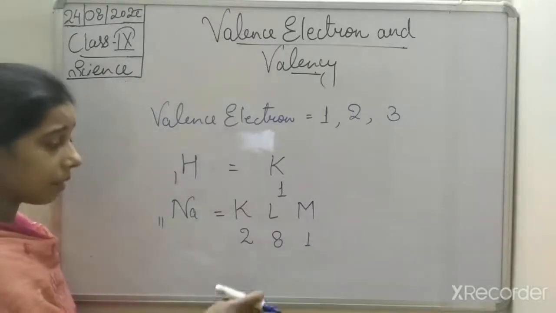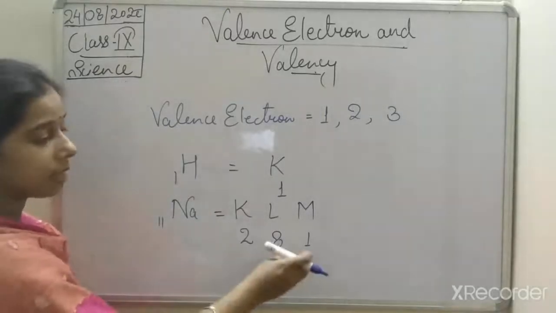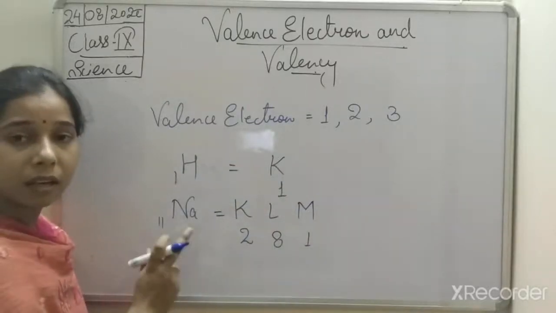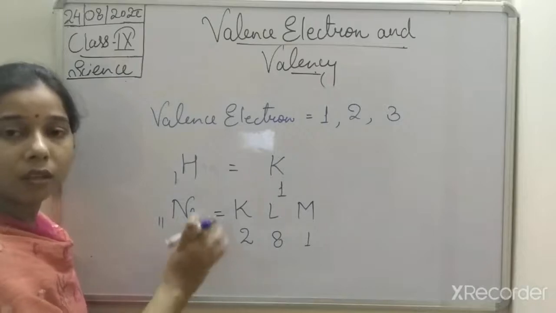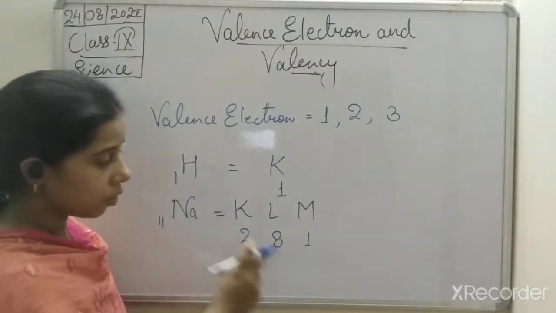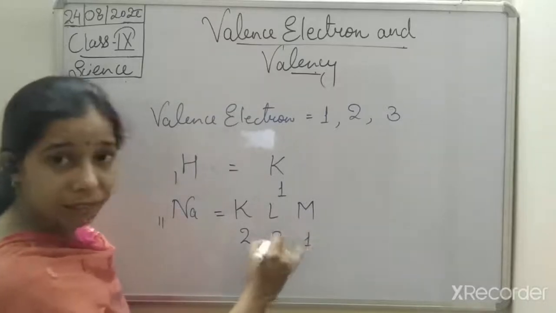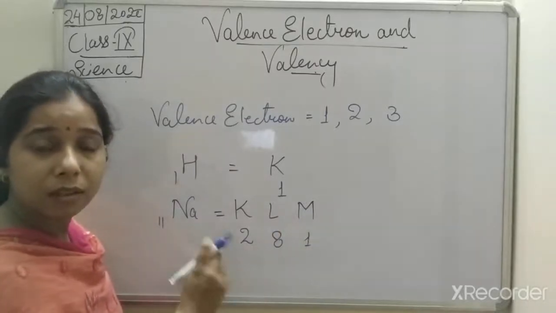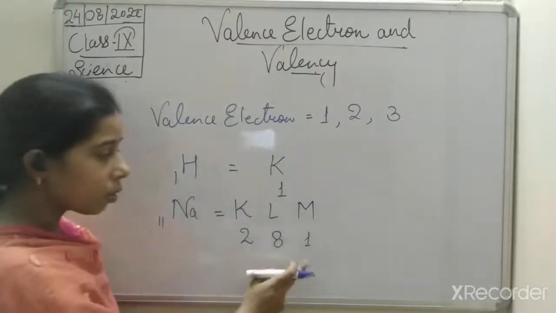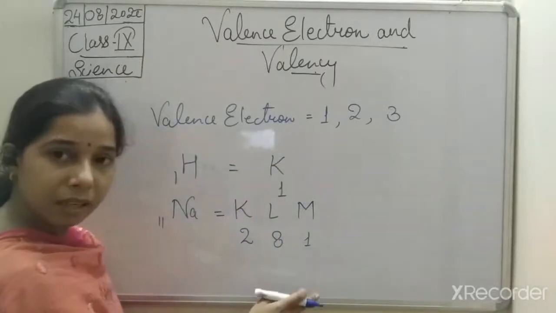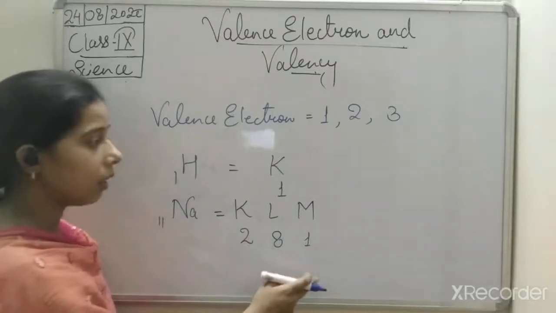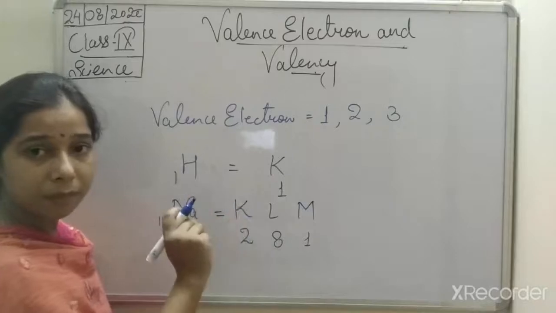Now on that basis, students, we can say that for these types of elements in which the last electron enters the outermost shell, if the last shell has 1 electron, then we can say the valence electron is 1 here. Okay, so the valence shell consisting of 1 electron is known as a valence electron, and here the valence electron is 1.